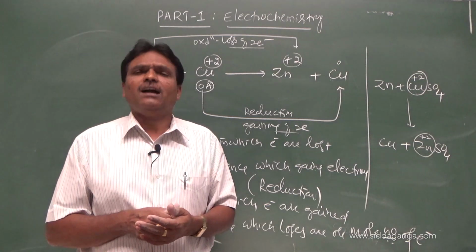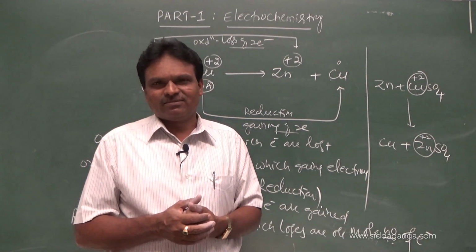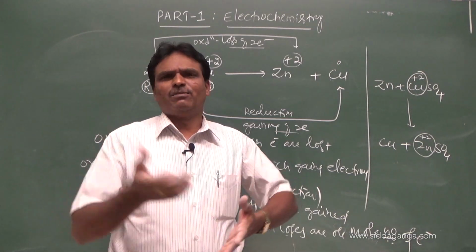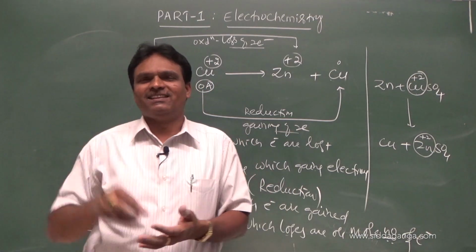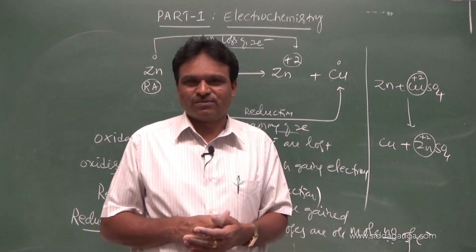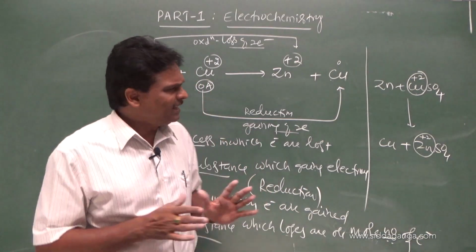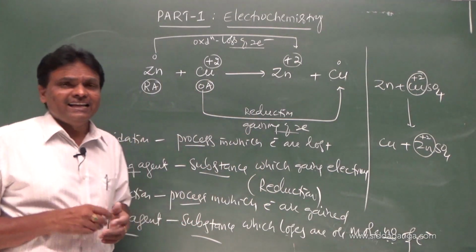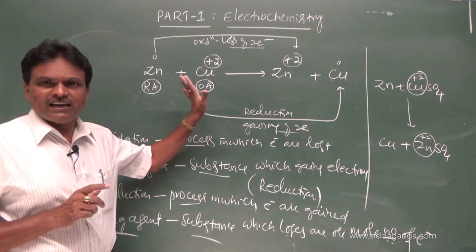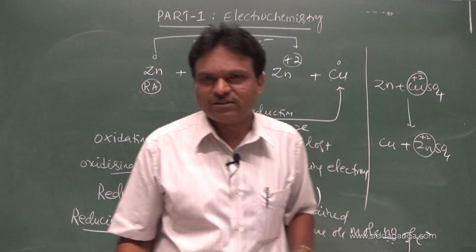Is it clear? And also removal of stain from our cloth. So if there is some color on our cloth, we remove it. Removal of stain, that is a reduction process. Is it clear? So these are the examples for oxidation and reduction reactions. Is it clear? So these are very, very important points.